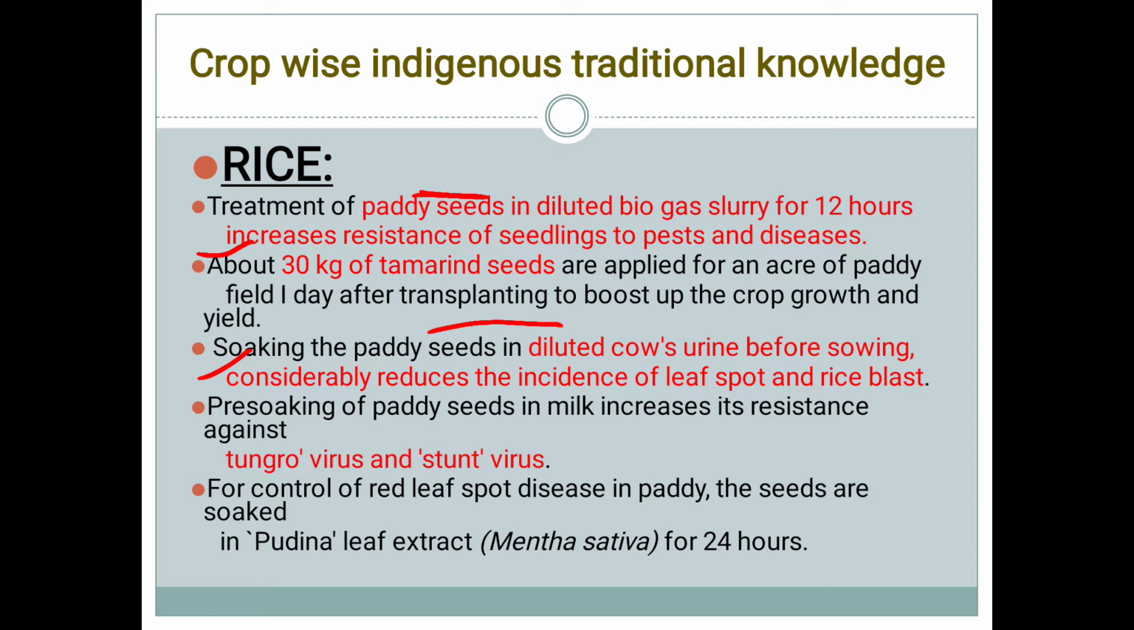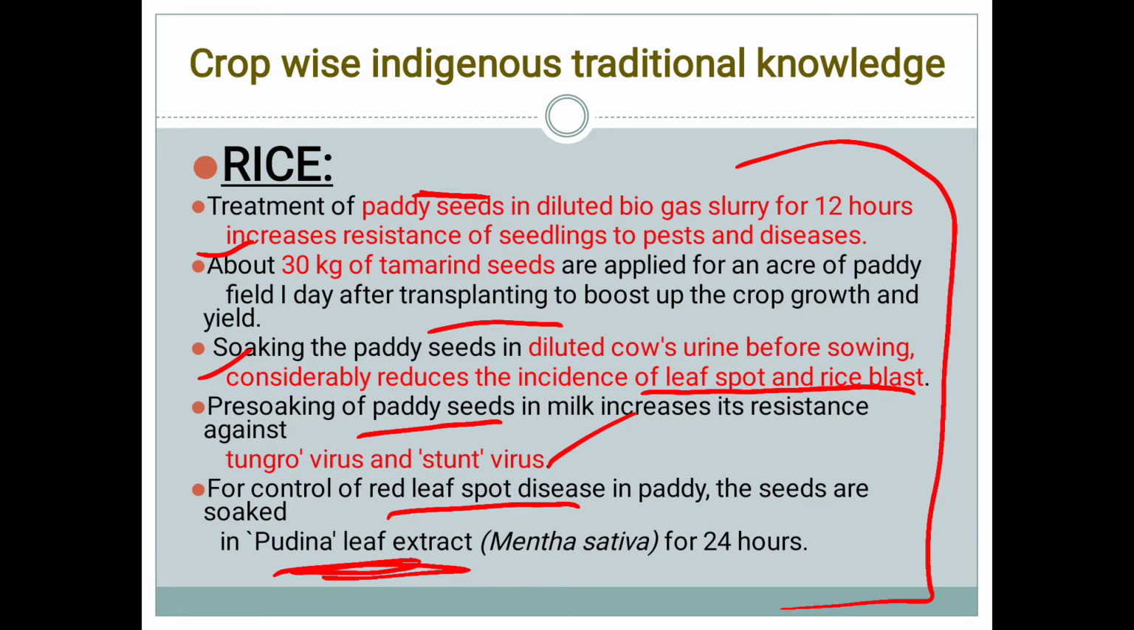Then soaking the paddy seeds in diluted cow urine before sowing reduces the incidence of leaf spot and rice blast. Then pre-soaking of paddy seeds in milk increases their resistance against tungro virus and stunt virus. To control red leaf spot disease in paddy, the seeds are soaked in pudina leaf extract for 24 hours. Okay, this is all the indigenous knowledge.